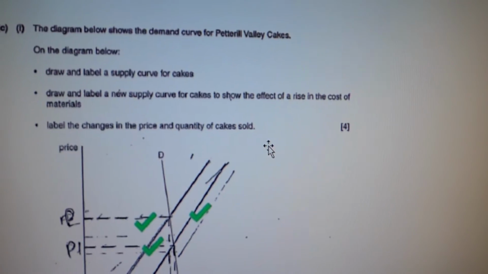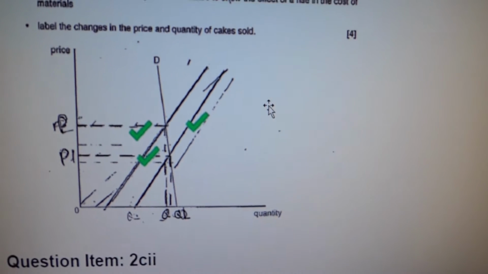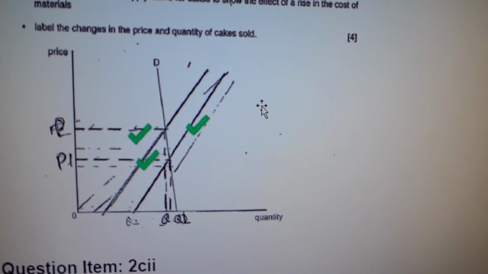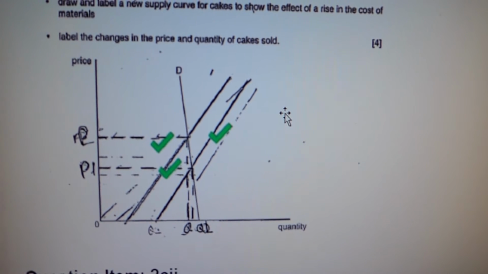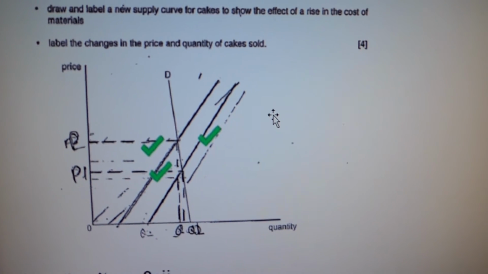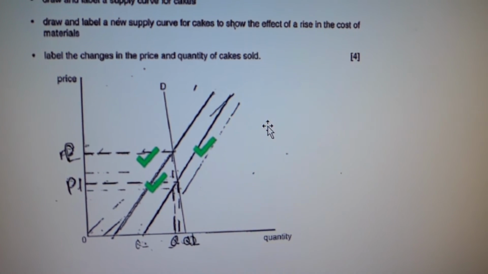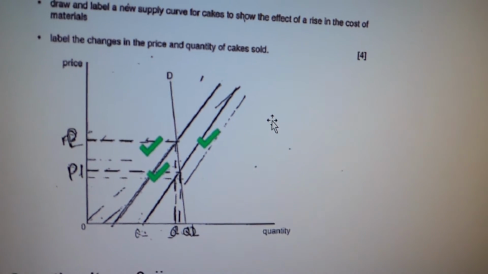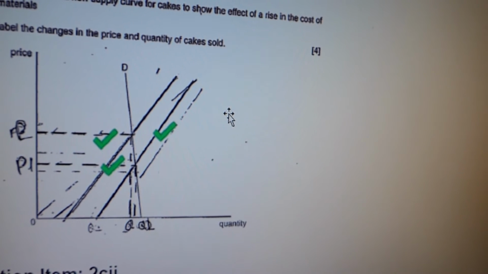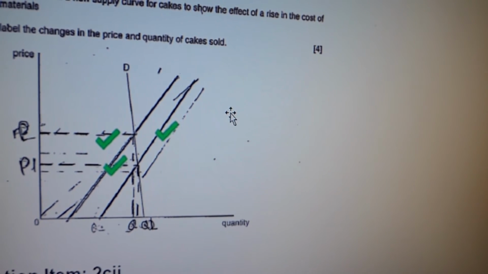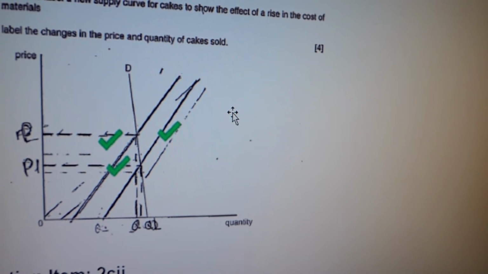2C part 1. Lovely question. So this candidate's only got 3 out of 4. You were asked to draw an initial supply curve. You're told that the cost of raw materials rise, so the supply curve would shift left. This candidate has shifted it left, put the P's in the correct place on the y-axis, the Q's in the correct place on the x-axis.